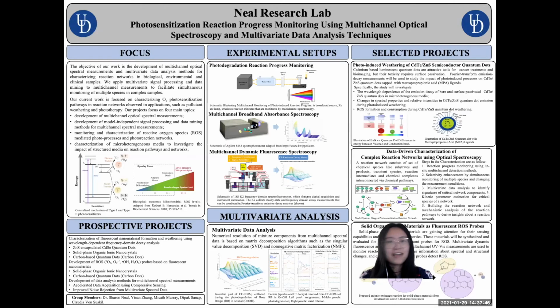Hey guys, I'm Ina. My project is focusing on dynamic fluorescence measurements of Rose Bengal photosensitization in octanol. In this investigation, I'm using wavelength-resolved multivariate frequency domain fluorescence measurements to investigate and monitor singlet oxygen photosensitization by Rose Bengal in octanol, which is commonly used as a model of microheterogeneous medium in experimental and computational studies.